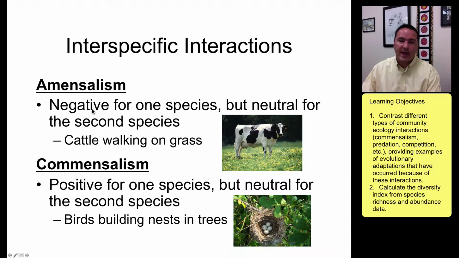Amensalism is where it was negative for one but neutral for the other, and this is like a cow walking on grass, because the cow doesn't care if he's walking on grass or flowers or road or whatever, but for the grass it is a negative. Commensalism is where it was positive for one but neutral for the other. So this is like it's positive for the bird to have a nest up in a tree, and the tree really doesn't care.